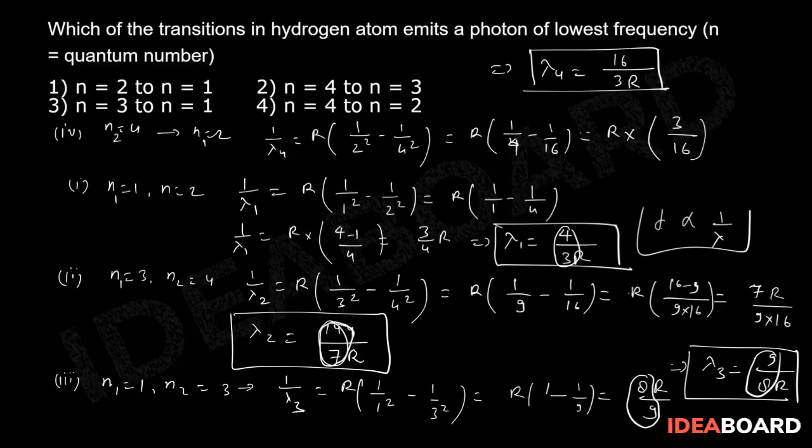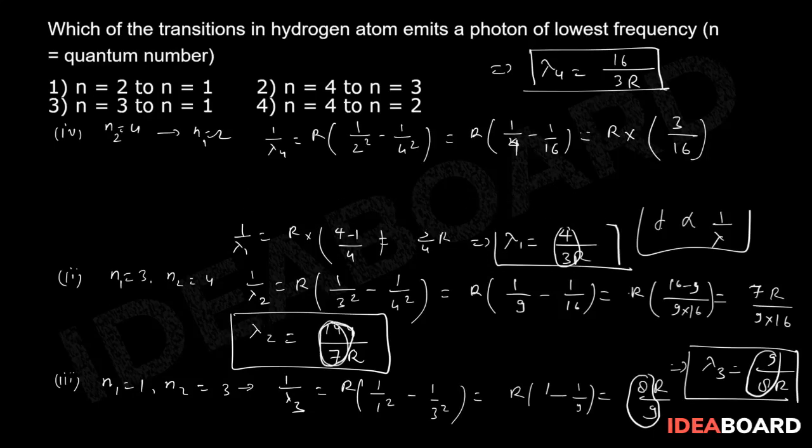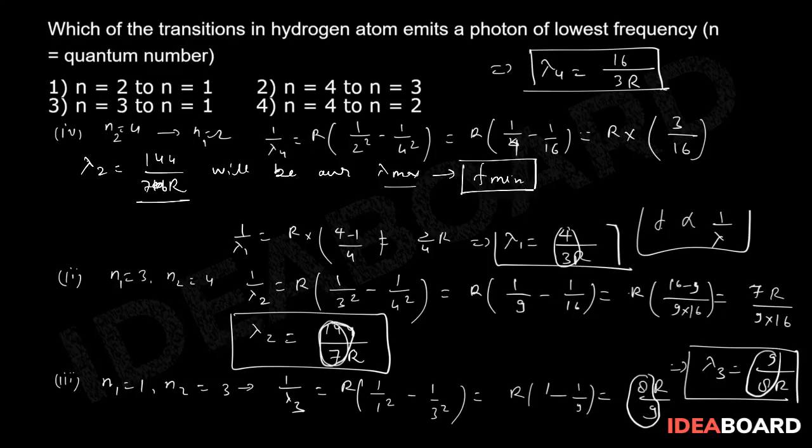So let me write it here. I figured out that lambda 2, which is equal to 144 by 7R, will be our lambda max. That would represent the f minimum as well. So that means combination number 2 is the right answer for us. Okay, so 2 is the right choice.